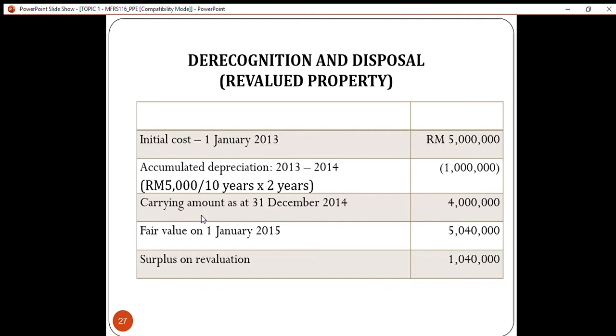And the fair value of the plant on 1st January 2015, as given in the previous slide, is 5,040,000. Since the fair value is higher than the carrying amount, there is a surplus on revaluation amounted to 1,040,000.